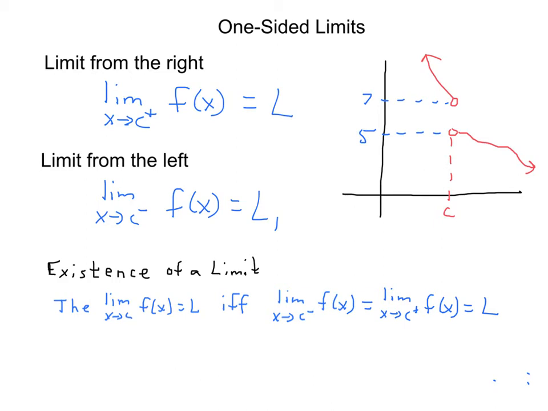The limit as x approaches C from the right, in this case, is as I come from the right, I'm using numbers that are bigger than C. It's going to correspond to this portion of the graph. And as I move towards C from the right, my function values are getting closer and closer to 5. So in this case, the limit as x approaches C from the right is 5.